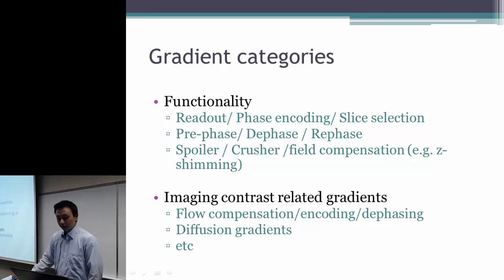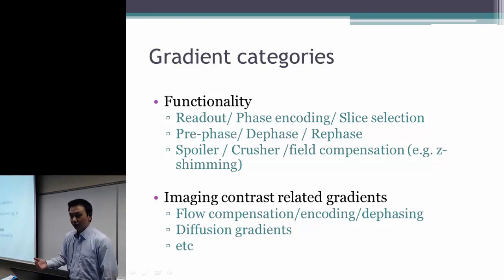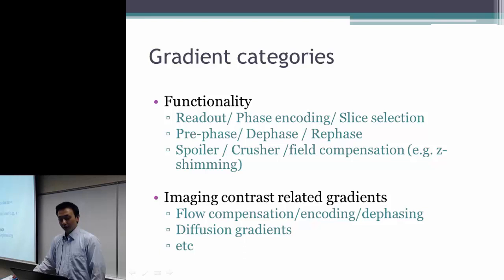And there are some sequences that actually feature specific gradients that they use. So, for example, if we want to do flow compensation, we know that the moving spins would have a phase dispersion, right? So if we want to remove this phase dispersion caused by the motion or the flowing blood, there are these flow compensation gradients that we can use.